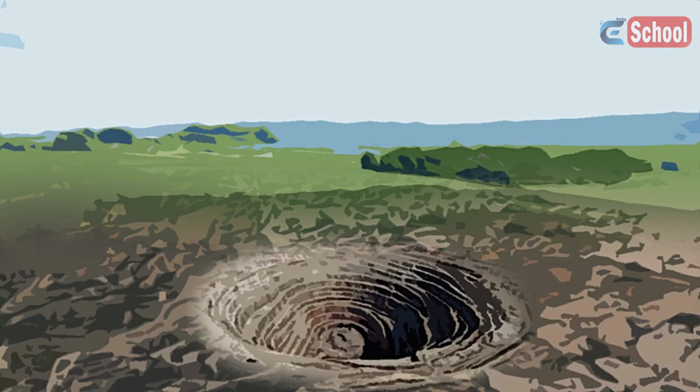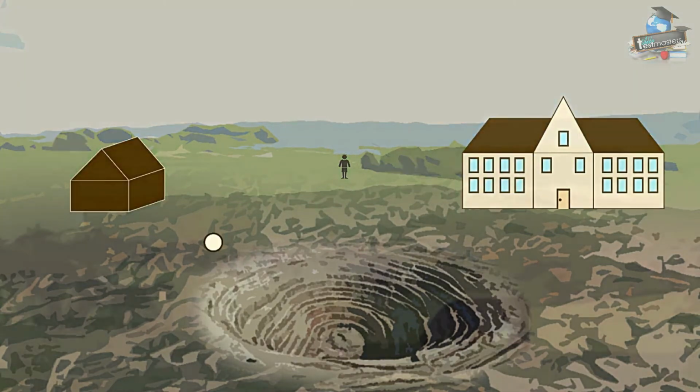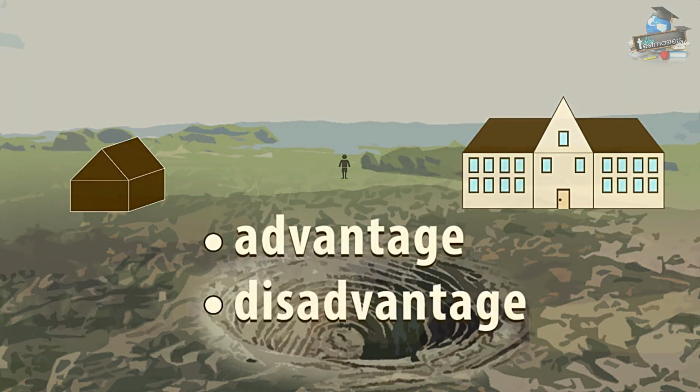Now, let's imagine that you live close to the quarry. Place your house and school nearby. Can you think of one advantage and one disadvantage of having the quarry so close to where you live and study? Pause and resume when ready.